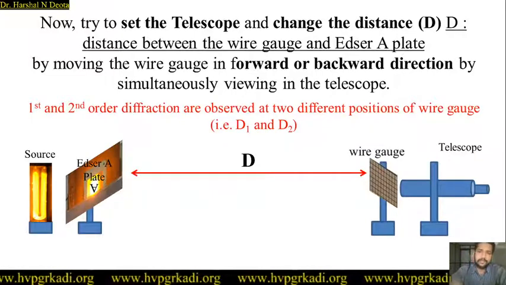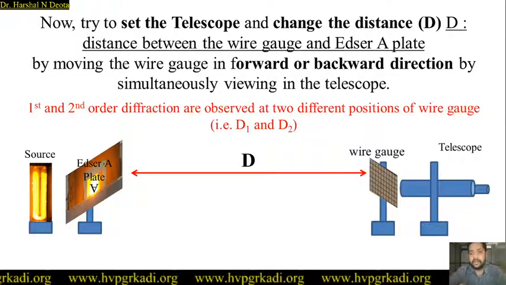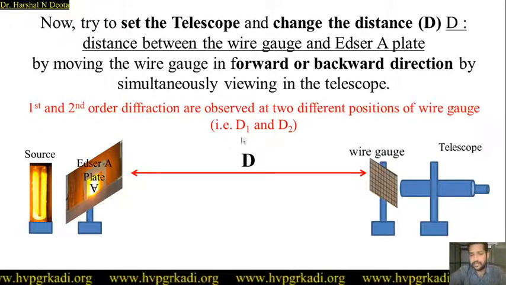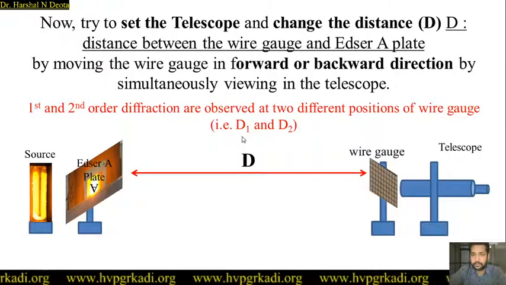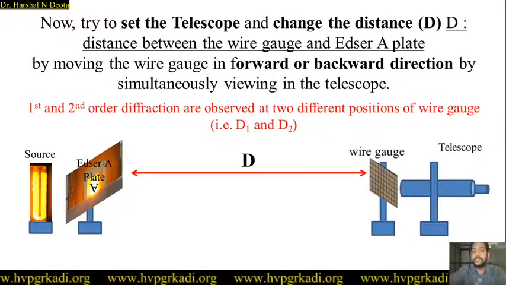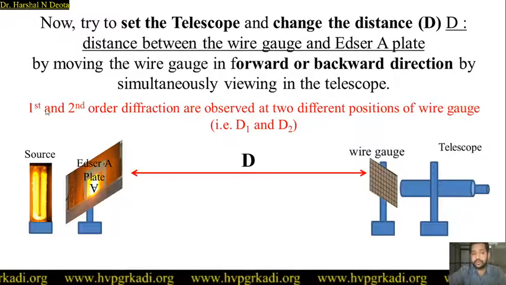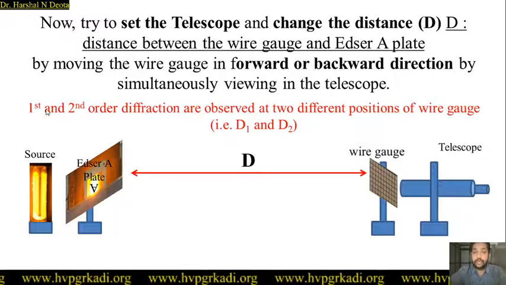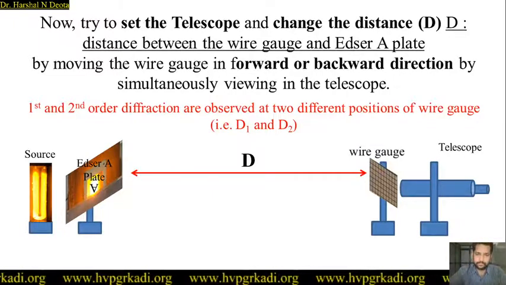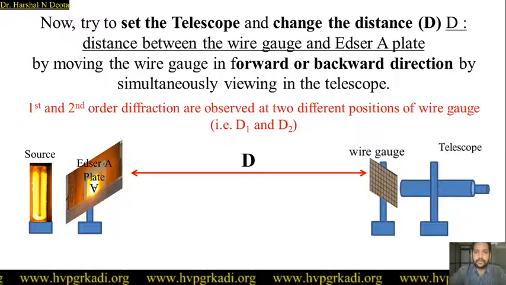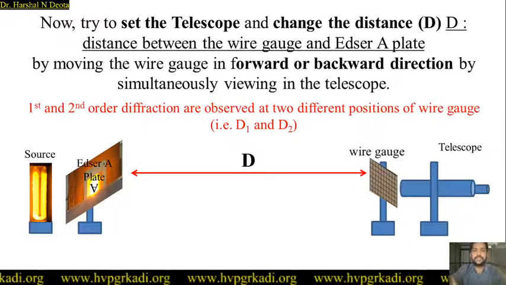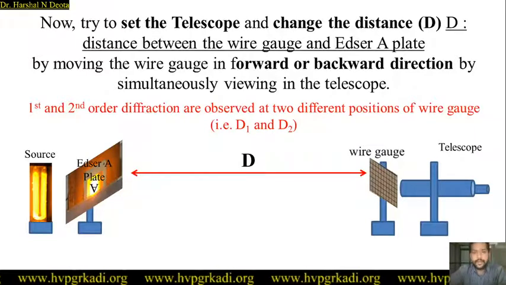See friends, I have named these two positions as D1 and D2. You will observe the first order diffraction pattern at distance D1, which you have to calculate, right? You need to do some mechanical work and then calculate that distance where you will observe the first order. But how does this first order look like? First of all, I should know what I want to see. Otherwise, I will not recognize it.